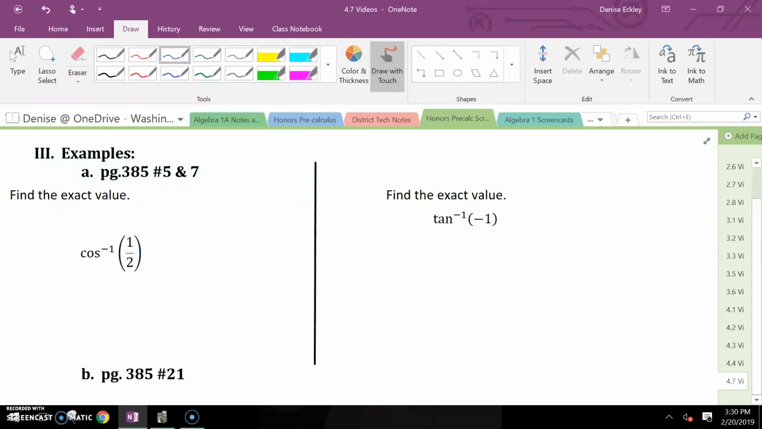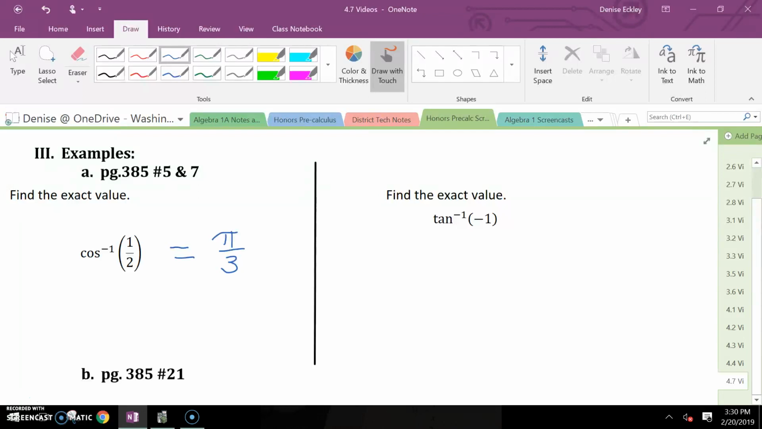So again, we have to look at the restricted domain, which for cosine is from 0 to pi, and that would mean we're looking for a first quadrant angle, since cosine is negative in the second quadrant. So we're looking for the angle whose cosine value is 1/2 in the first quadrant, and that is, of course, pi over 3. Now, for number 7, we're trying to find the exact value of inverse tangent of -1.